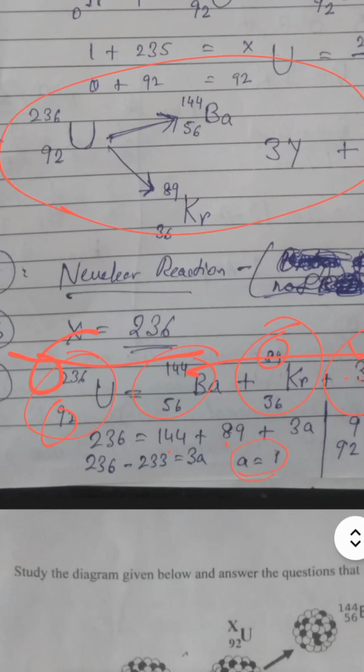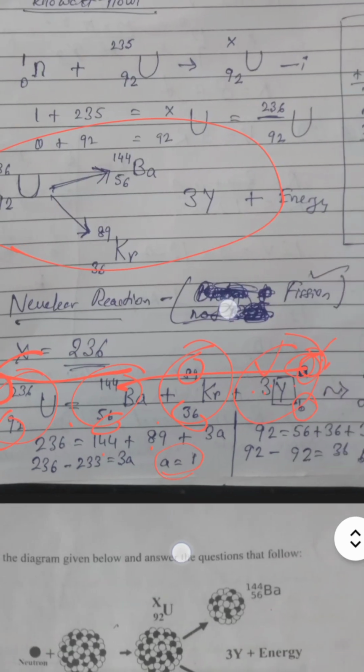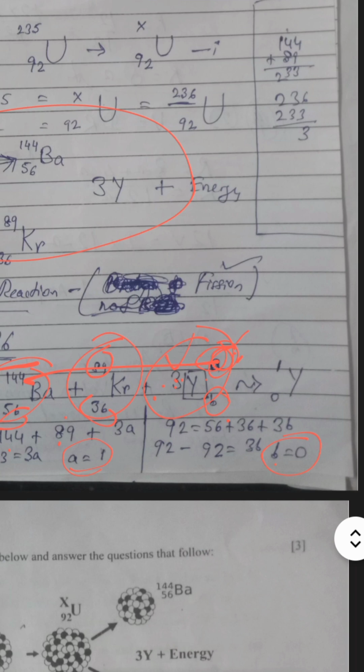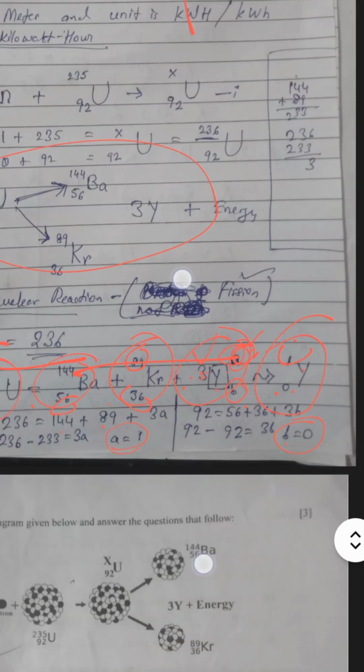Similarly, 92 will be equal to 56 plus 36 plus 3b. So we got b value 0. So we now know y is a by b, that is 1 by 0. So what is this 1 by 0? This is a neutron. 3 neutrons are further released. So the missing particle y is a neutron.